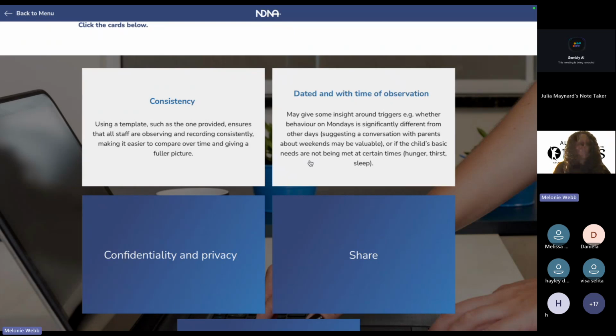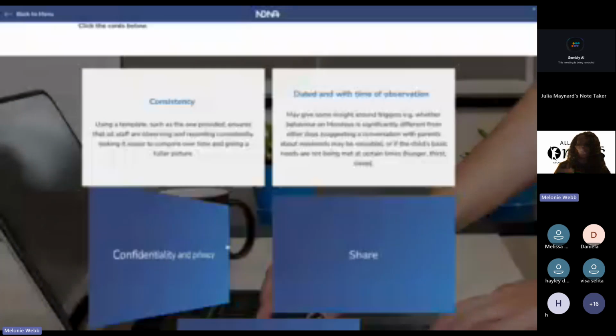So make sure that the observations are dated with the time. It might give some insight around the triggers. So behaviour on a Monday might be significantly different to a Thursday, for example. It might be that you need a conversation with the parents. Are they getting enough rest at the weekend? Or are their basic needs not being met? For example, are they hungry? Are they thirsty? Are they tired?